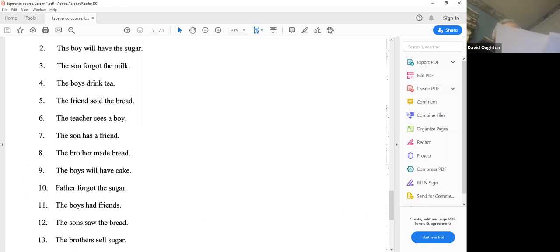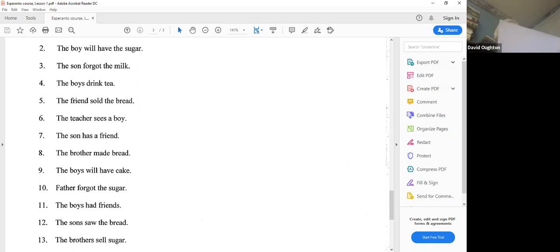Number 12, the sons saw the bread. So we have L-A, for the, is it? La, yes. L-A, la. Okay. So sons is plural. So what would that be then, Leo? La filoj vidis la panon. Good. Everybody understand 12? Sons, where is the S coming in filo? It's not. Okay. F-I-L-O is son. So you put a J on the end to make it sons. But it makes an oi sound. O-J is pronounced oi. La filoj vidis la panon. Okay? Yes. The sons saw the bread.